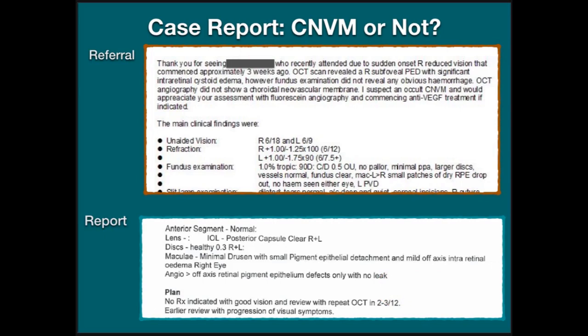So lo and behold, this patient's developed some cystoid macular edema. He's had cataract surgery, but probably 10 years earlier. So really, for no reason that we know of, he's developed some leakage under his fovea, but it's not from a detectable choroidal neovascular membrane. So the ophthalmologist's plan was good vision and review the patient in 2 to 3 months and not to initiate any therapy at this stage, no treatment at this stage.